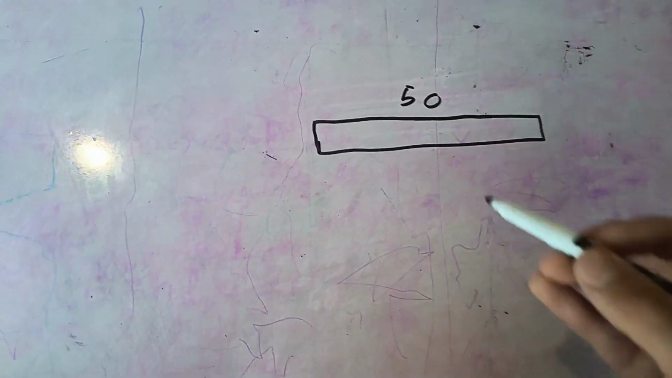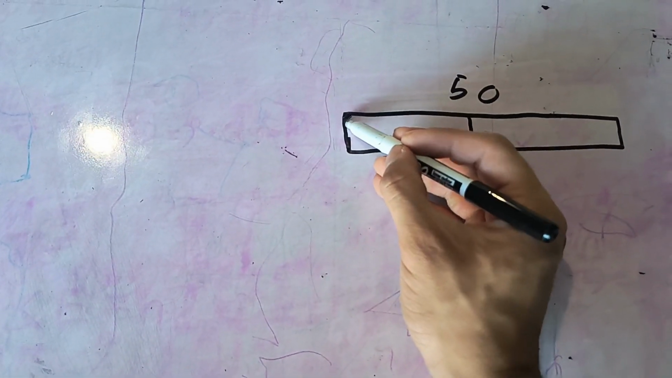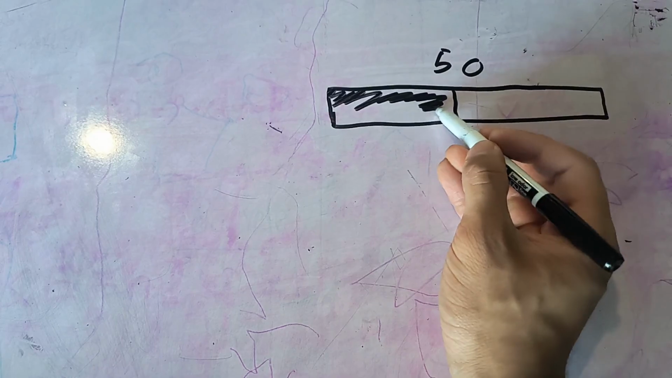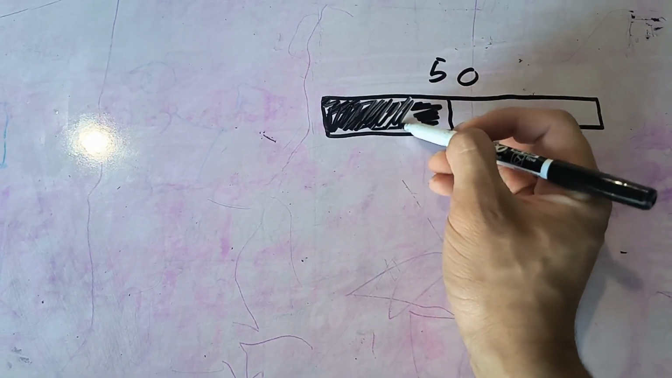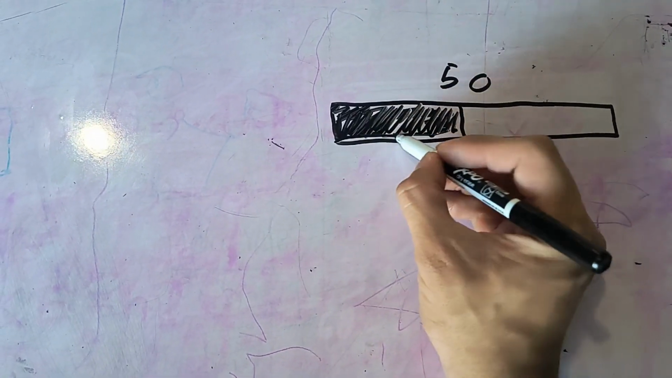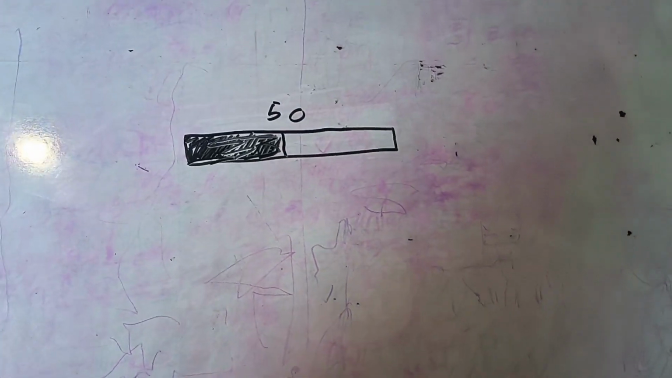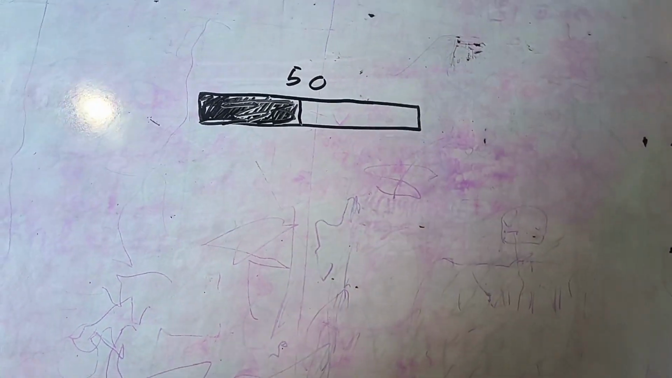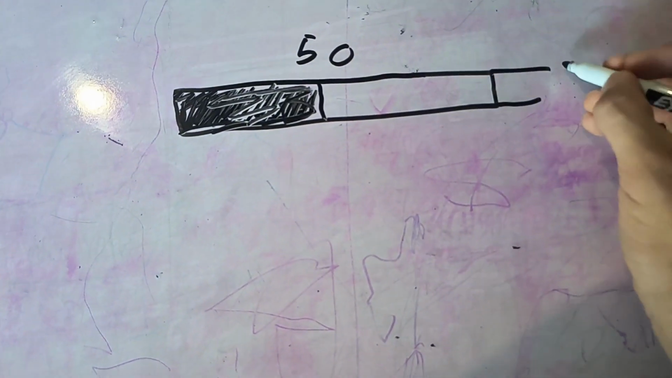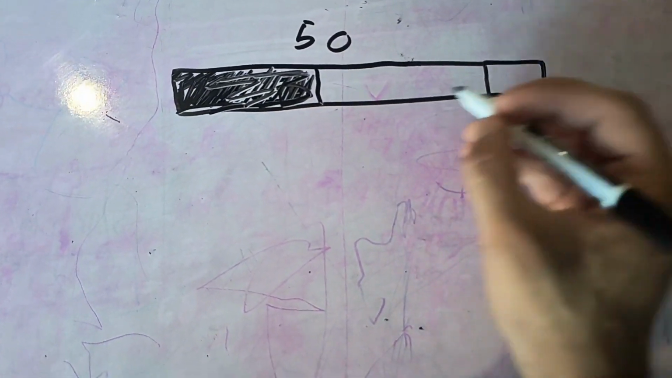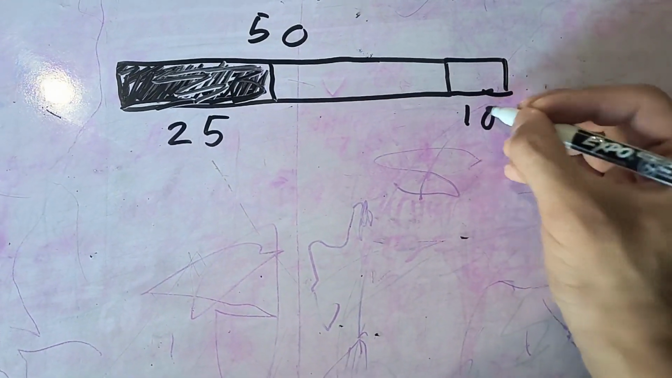Then 25 lions run away. So put that right there. And we shade in the part that we think is 25. I'm going to shade in that much. 25 is about half. Okay. And then 10 lions come back. So I'll add a piece that I think is worth 10 lions. But this is worth 25. And this is worth 10.